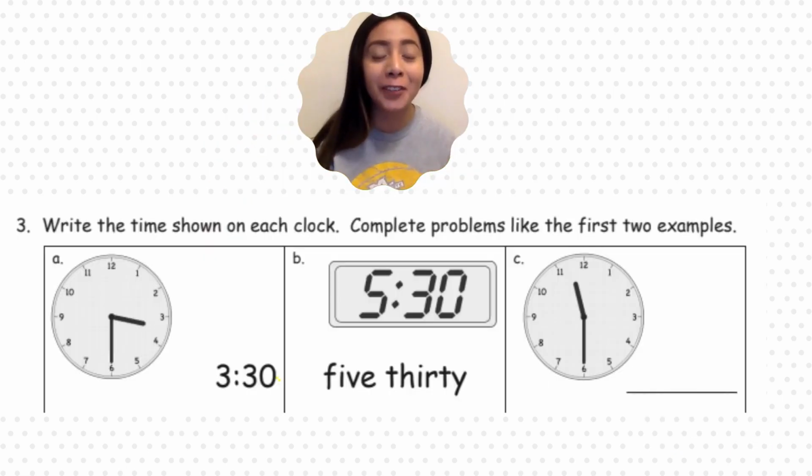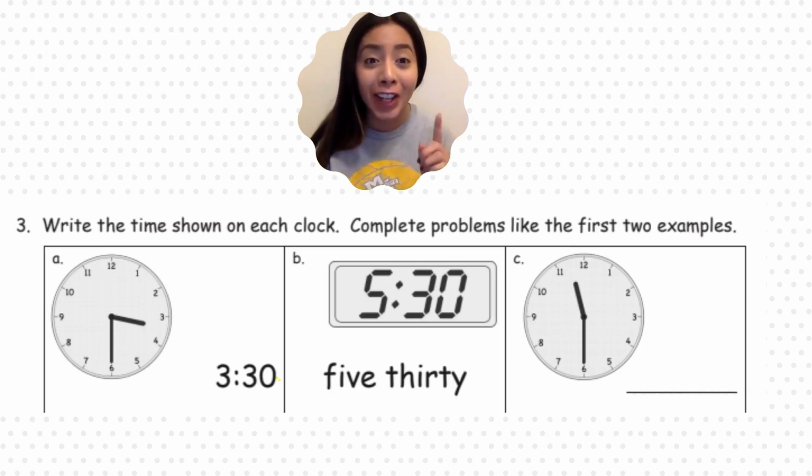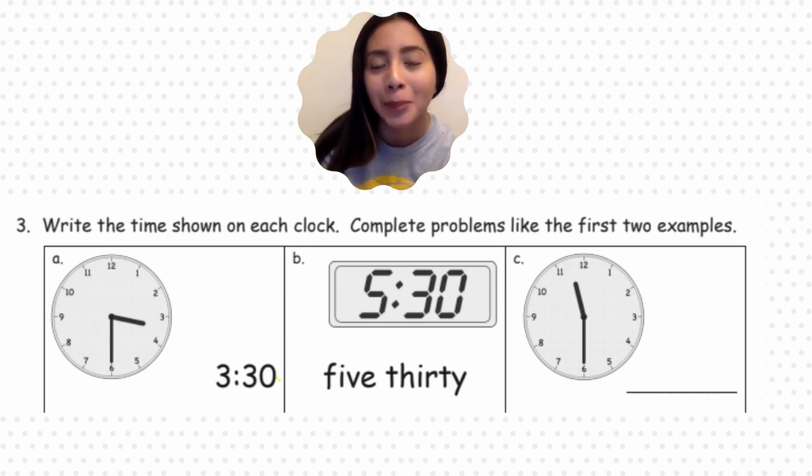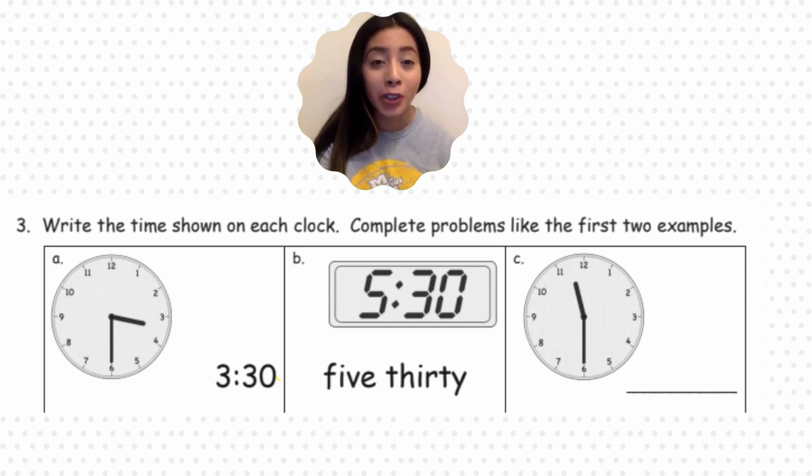Let's practice figuring out the times on these clocks that you see down there. It says write the time shown on each clock. Complete problems like the first 2 examples. So the first 2 are just examples of what our answers should look like. So we have letters A and B done for us. So I can see that letter A, it's 3:30.